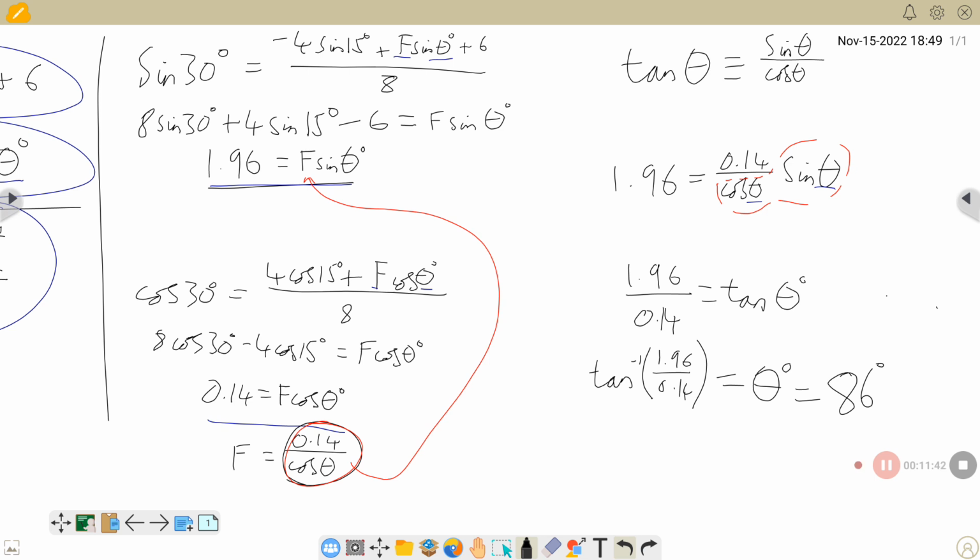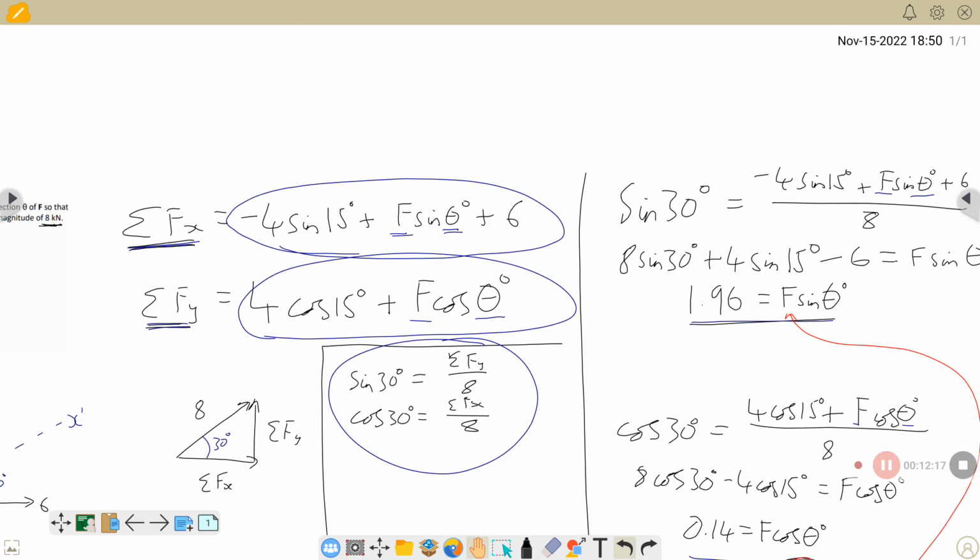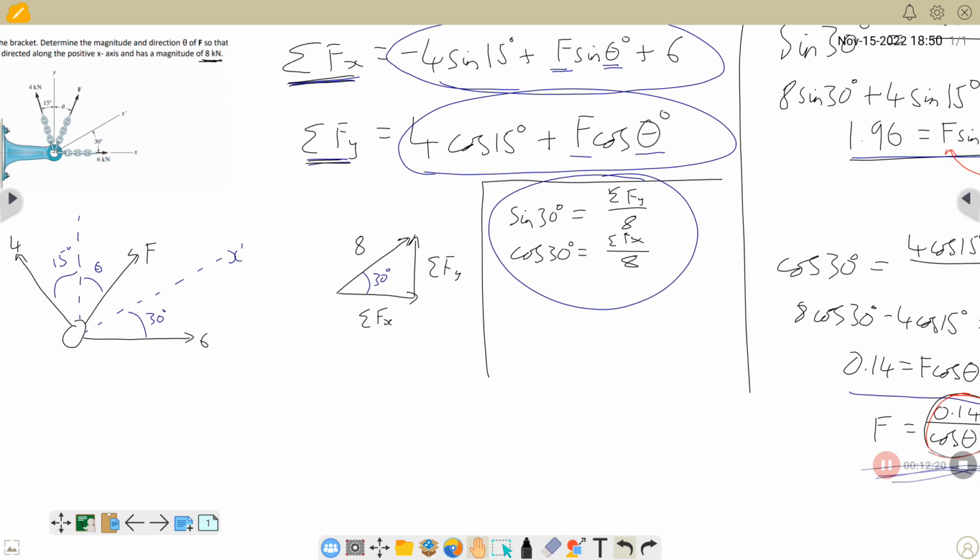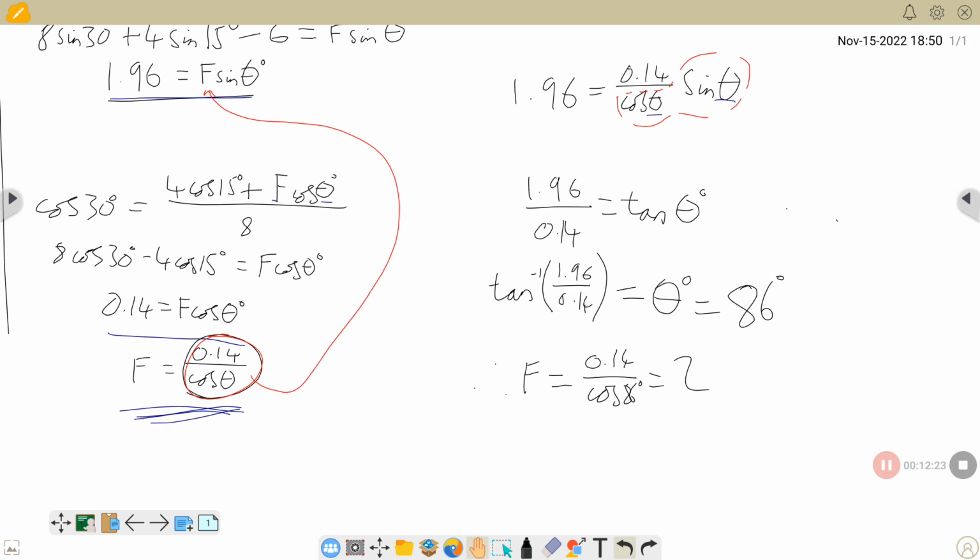Okay, are we done? No, we haven't solved f yet, but conveniently we derived an equation earlier that gives f in terms of theta here. So let's just use that. We find then that f is equal to 0.14 over cos of 86 degrees, which is equal to around 2. And I think in the problem statement it was given in kilonewtons. Kilonewtons, yeah. 2 kilonewtons.